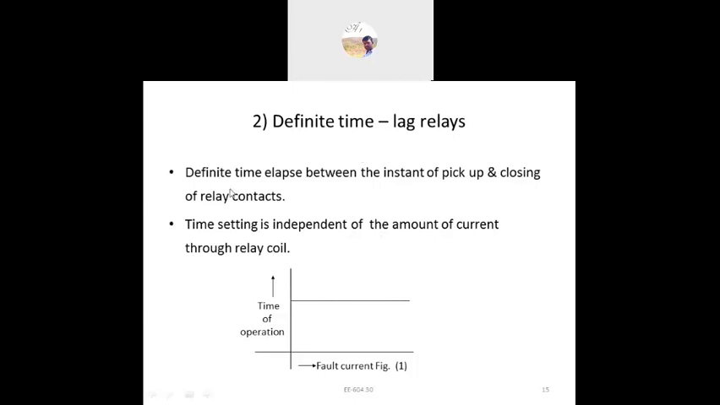A definite time elapses between the instant of pickup and closing of the contacts. The time setting is independent of the amount of current through the coil. There are different time settings, for example for 10 amperes, you have to operate after this much time. Because if a transient current comes and the relay operates, that is not possible. So you have to check whether the current is flowing continuously or is only a transient current.